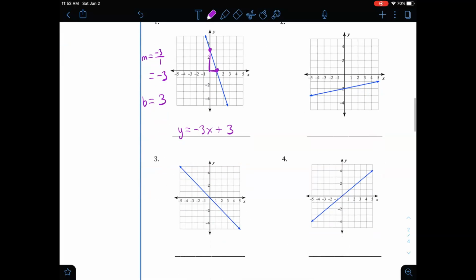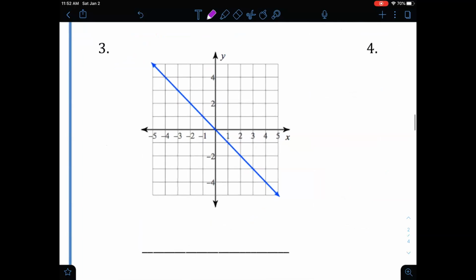All right, number 3. We have the same problem here. We're going to find 2 points on the graph that intersect the corner of the graph, the increments, I guess, of the graph. So we can see it crosses right here at the center, at the origin. And we're going to pick another point right here. It crosses right here. So our m is going to equal, we're going to go down 1 over 1. So that's negative 1 over 1, which just equals negative 1.